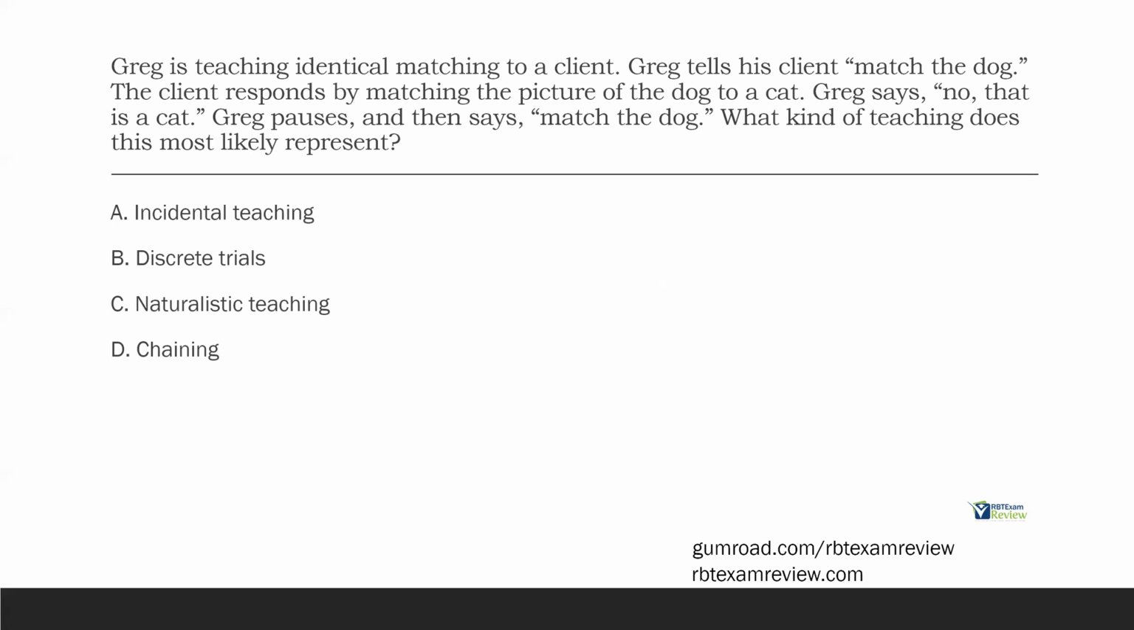It's not incidental teaching, because incidental teaching and naturalistic teaching are the same thing. We're not using naturally occurring situations to teach. We are clearly contriving this identical matching program to teach our client to match the dog. So B is our answer. Chaining, there's no task chain going on. There's no task analysis going on. Greg is delivering an SD, a response is happening, there's a consequence, there's a pause, and then we deliver the SD again.